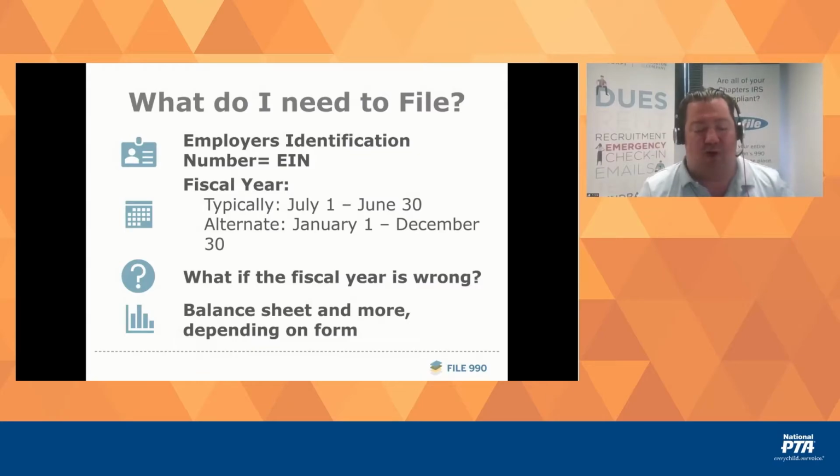What if your fiscal year is wrong? My advice is when you go to file, your e-filer is going to populate what the IRS thinks your fiscal year is. So go with that for now. If that is wrong, then there is a form that you can fill out to have your fiscal year changed. But to get the filing done immediately, just go with the data that the IRS says is right for your organization. And again, for the 990 EZ and the full 990, you'll need some accounting information to complete that form.